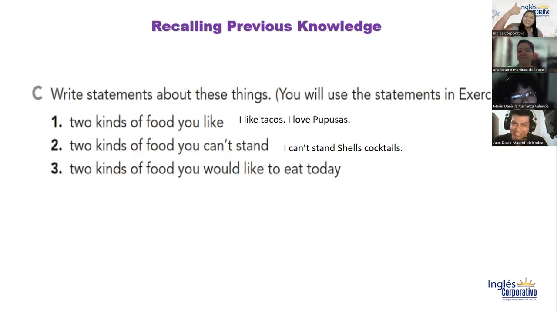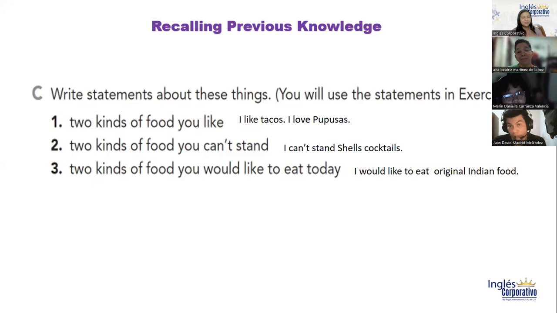Okay. Oh, great, Mary. You are using the expressions for agreement. I love it. And two kinds of food you would like to eat today. I would like to eat original Indian food. I would like to try it. People say it's spicy, and I like spicy food. That's why I like Mexican food.